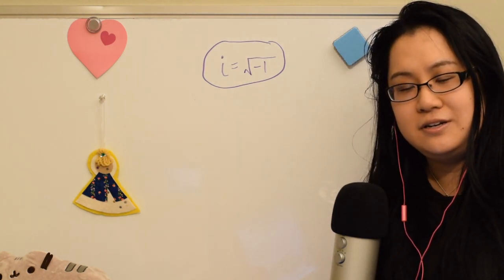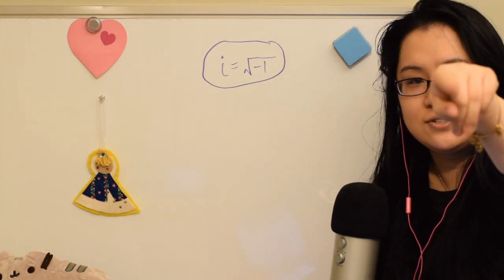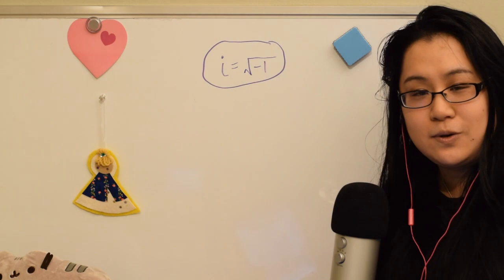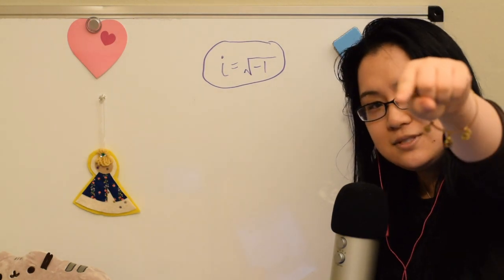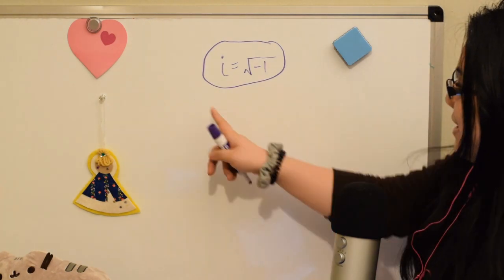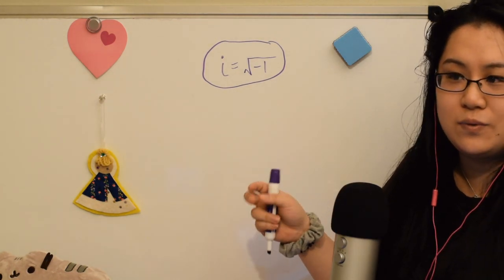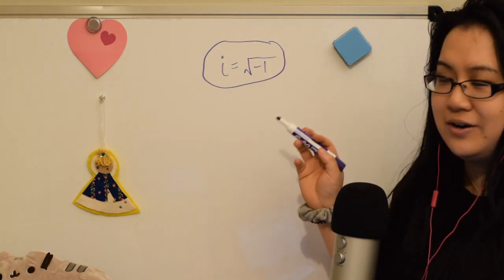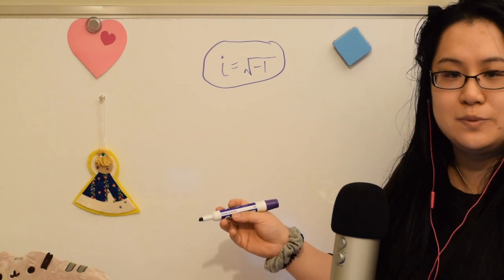But I thought that we could kind of play around and explore the cyclical nature of exponents of i. So that's what we're gonna do today. i is kind of like our unit, like a base case for complex numbers. So by the time you learn about i, you probably already know about square roots and you've worked with square roots in algebra, right?